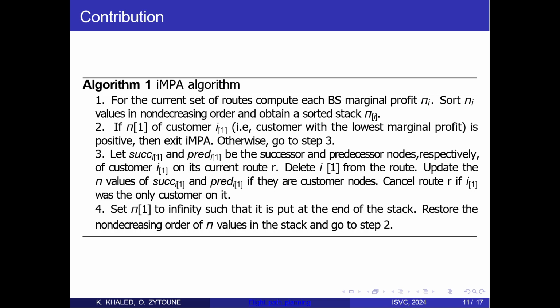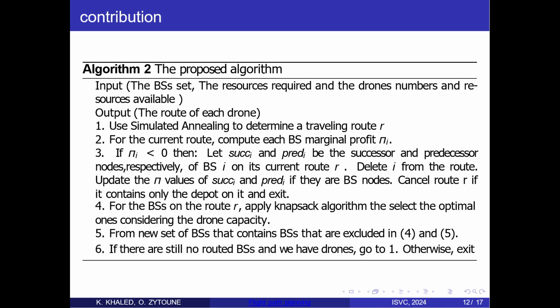A negative marginal profit of a bus station i means that the bus station is not interesting to visit. In this work, we consider that service times are proportional to the demand. The IMPI algorithm is given in the following. Algorithm 2 details our proposition.